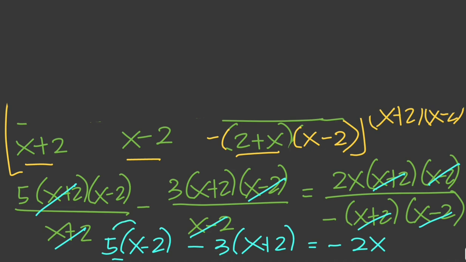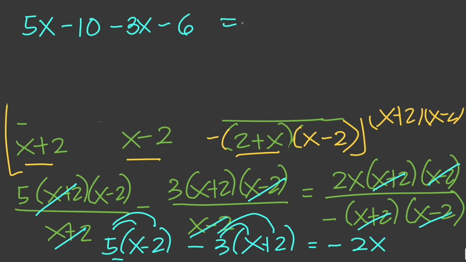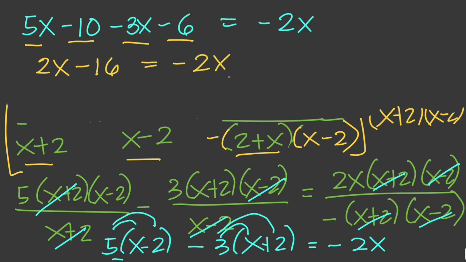So this would be 5 times x minus 2. We just distribute 5 to x minus 2. So we have 5x minus 10, and then we distribute 3 to x plus 2. So it would be negative 3x minus 6 equals negative 2x. And then we combine like terms. So 5x and negative 3x are alike. So 5x minus 3x is just equal to 2x. And then negative 10 and negative 6, that would be negative 16 equals negative 2x.